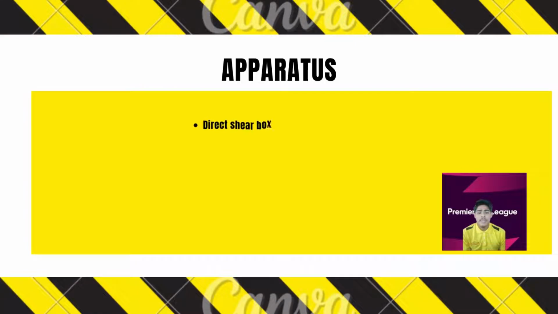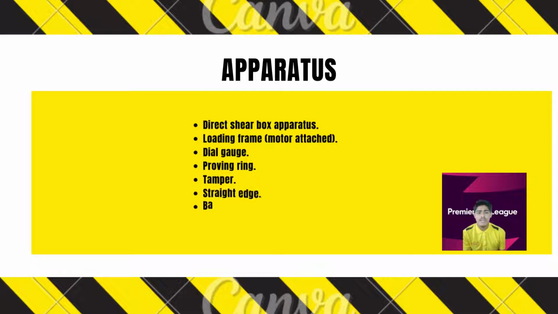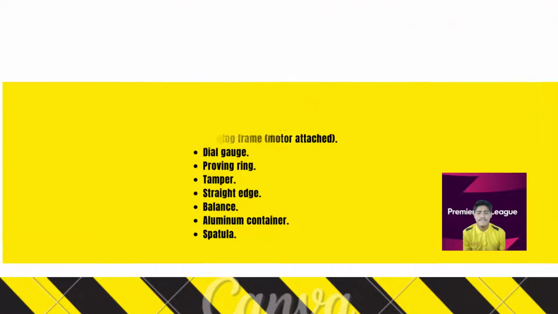Okay, next the apparatus. First is the direct shear box apparatus. The second is the loading frame. Third is dial gauges. Next is proving ring, tamper, straight edge, and a balance to weigh up to 200 mg. Next is an aluminium container, and lastly a spatula.